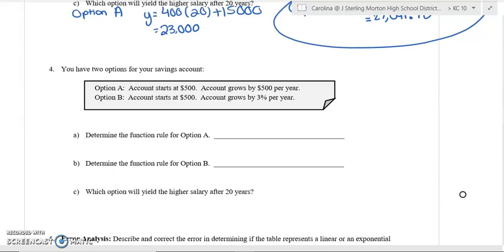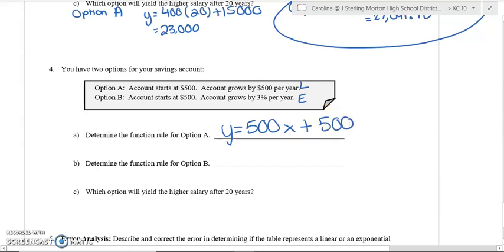Your clue word here is the percent. So again, option B would be my exponential. Option A is my linear. So part A, determine the function rule for option A. Since it's linear, it's going to be y equals what's changing every year? The $500 increase. That's going to be 500x plus where you started. In this case, was 500. So that's your equation for option A.